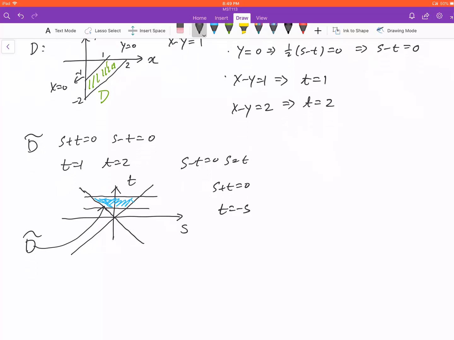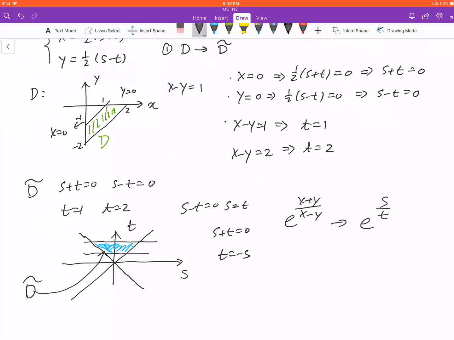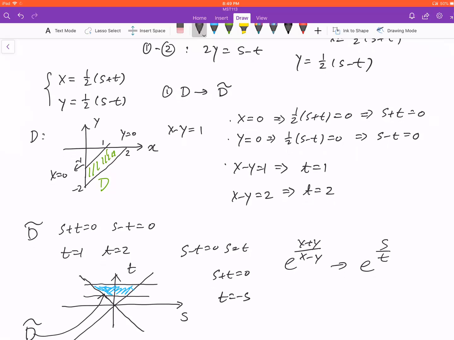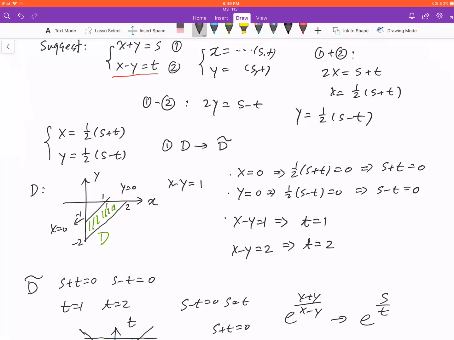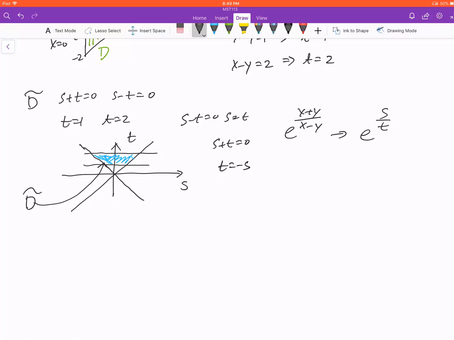Okay. Now, after this change, look at the integrand. This is always the easiest part. e to the x plus y over x minus y, that one goes to, if we remember, e to the s over t. Okay, and that's what we have, because x plus y is s, and x minus y is equal to t. Now, this is the second part. We need to do the transformation. This is the first part, the transformation.